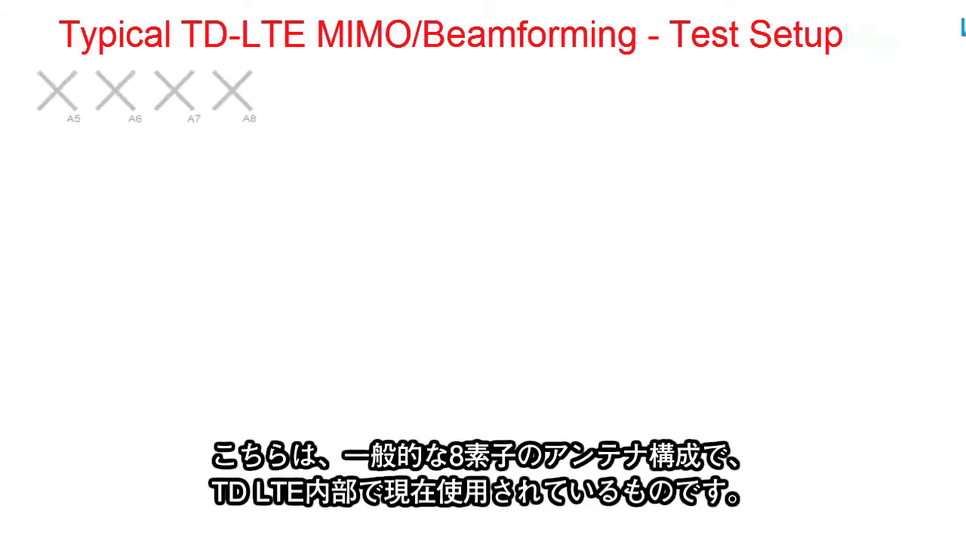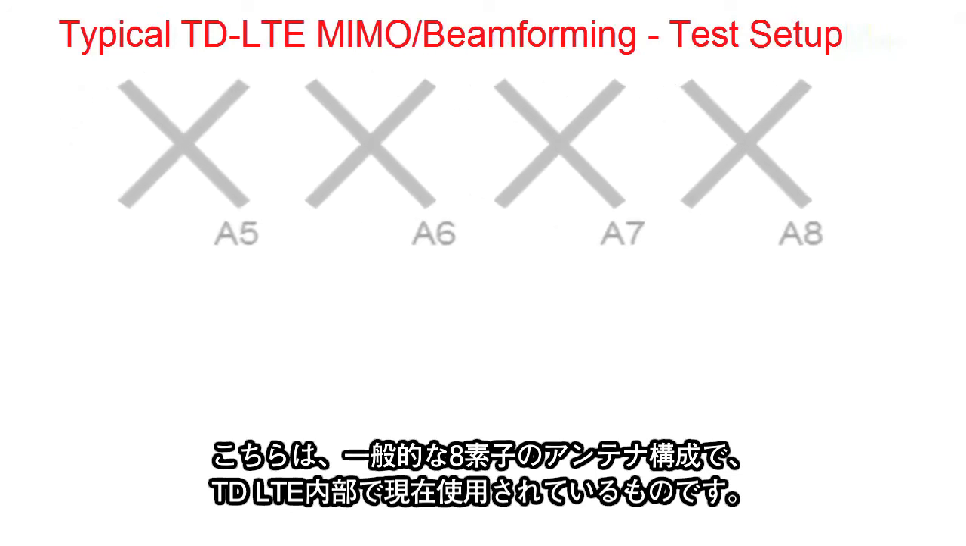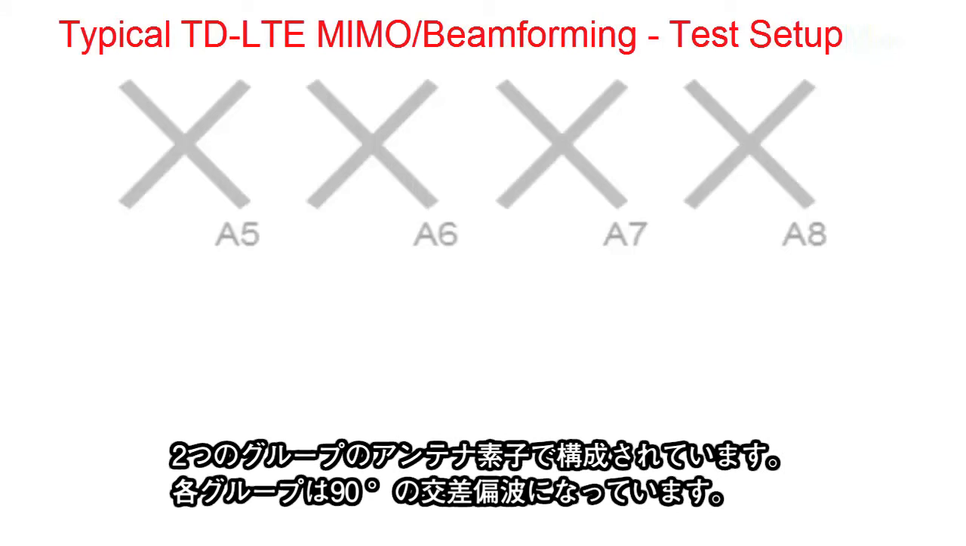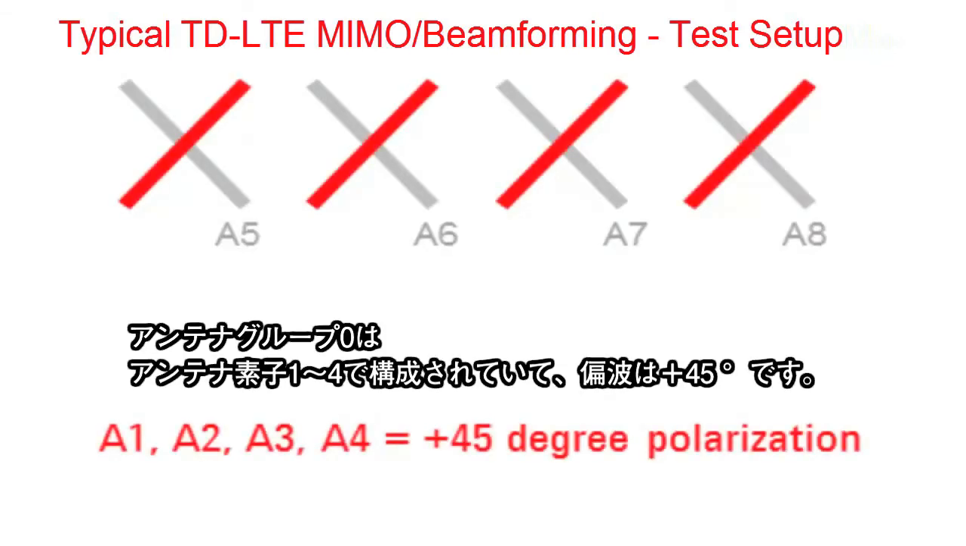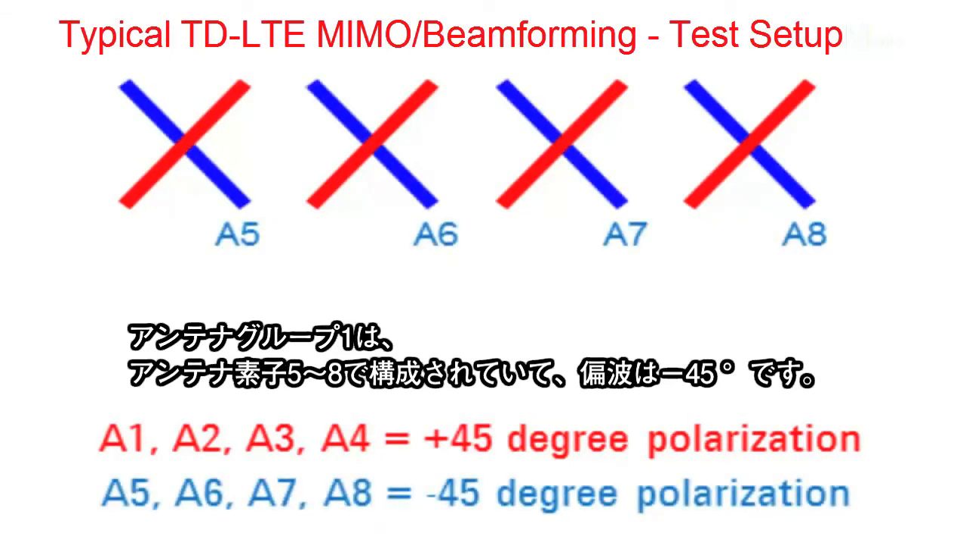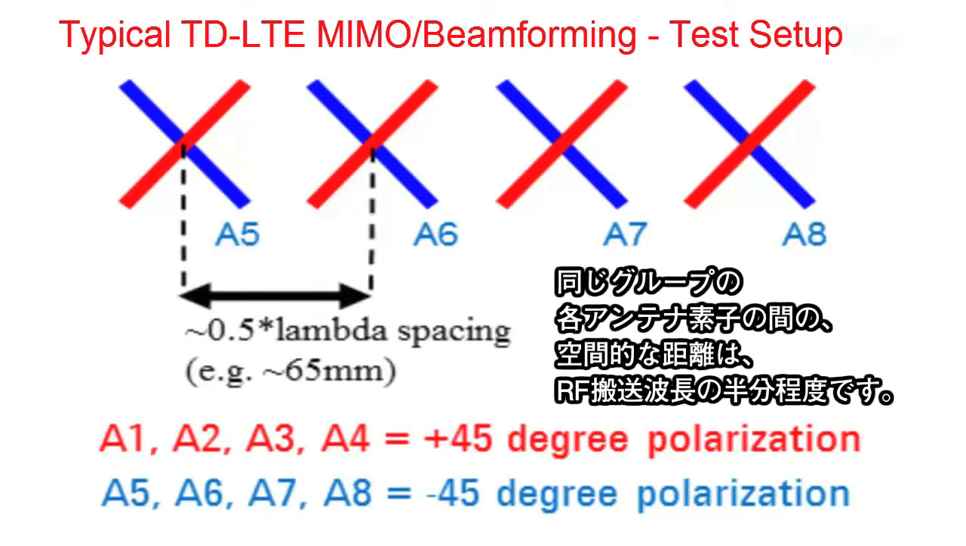A typical 8-element physical antenna configuration used within TD-LTE-A today is shown. It consists of 2 groups of antenna elements. Each group is cross-polarized at 90 degrees to each other. Antenna group 0 consists of antenna elements 1 through 4, polarized at plus 45 degrees. Antenna group 1 consists of antenna elements 5 through 8, polarized at -45 degrees. Each antenna element within a group is spatially separated by approximately half the RF carrier wavelength.